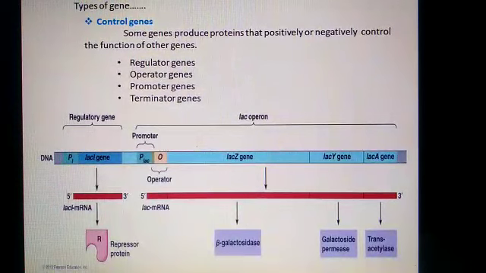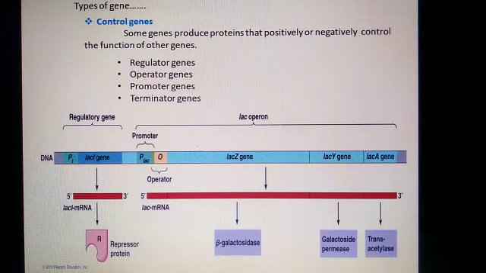Next comes the control genes. Some genes produce proteins that exercise a positive or negative control on the functioning of structural genes. These are of the following types. Number 1, regulatory genes. These genes actually code for the repressor or inhibitory proteins which regulate the transcription of other genes.